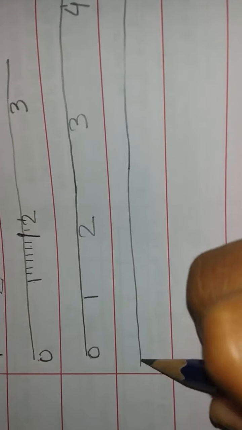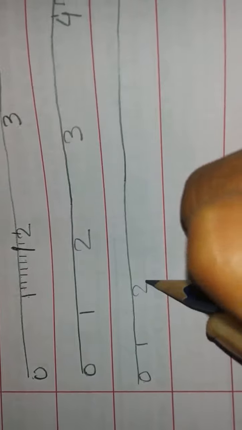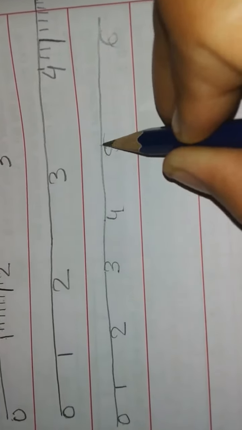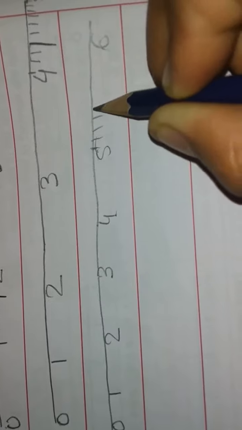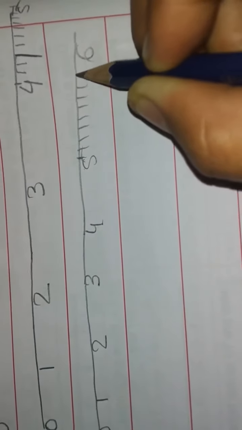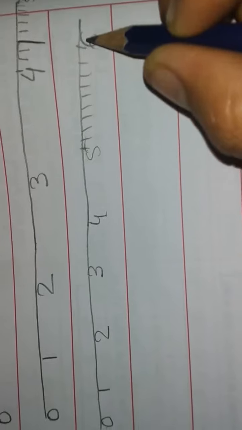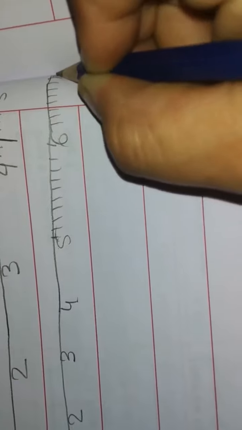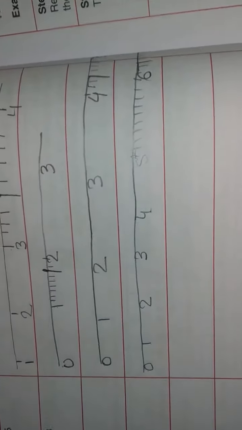In that 0, 1, 2, 3, 4, 5 and 6 is there. In that small lines we have to draw 1, 2, 3, 4, 5, 6, 7, 8, 9 and 10. So in that 6.3 is there. Okay. So here 1, 2, 3, 4, 5, 6, 7, 8, 9 and 10. So 1, 2 and 3. This one is a decimal point. Now look at this everyone and write it down in your notebook.